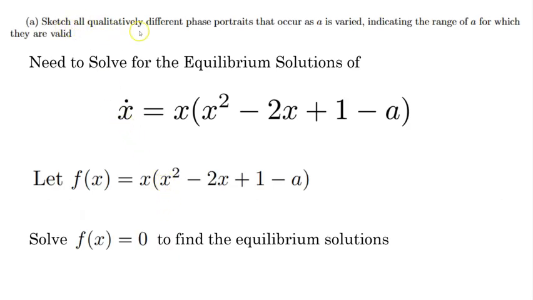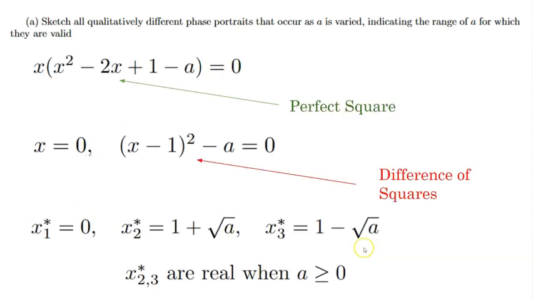To sketch all qualitatively different phase portraits, we first need to solve for the equilibrium solutions of x dot. So let's say x dot is some function of x, right? To find the equilibrium solutions, we need to find f of x equals 0. Okay, so given this, we just have to find the solutions where it's equal to 0. The easiest one would be where x equals 0. As you can see, it's factored right out there.